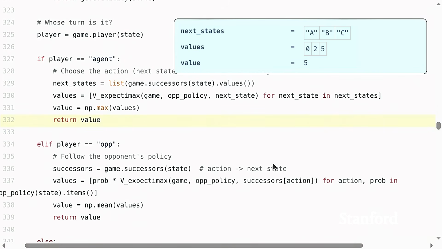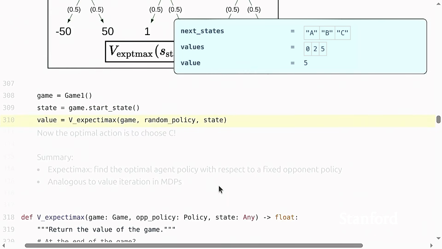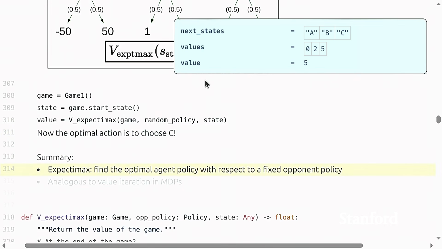The opponent is the same thing as before. I've written it slightly differently, but it just takes an average with respect to the opponent policy. So the optimal action is to choose C in this case. Expected max finds the optimal agent policy with respect to a fixed opponent policy.